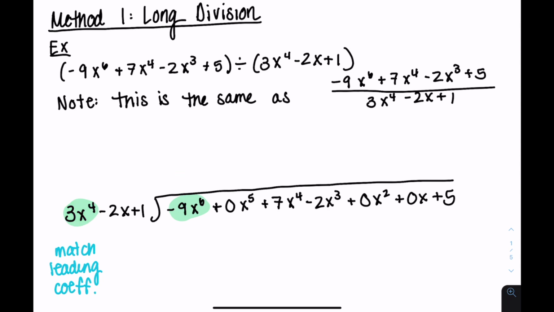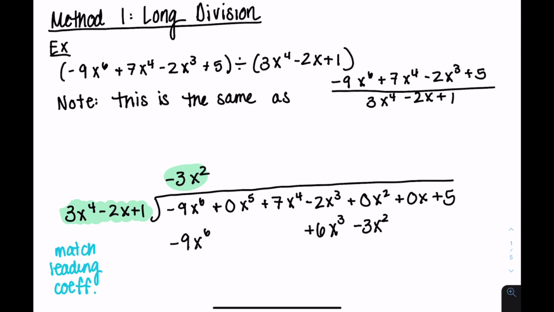So now I'm going to take this term that makes us match, and I'm going to multiply the entire thing we're dividing by negative 3x squared. So when we do that, negative 3x squared times 3x to the 4th gives you 9x to the 6th. Negative 3x squared times 2x is going to give you positive 6x to the 3rd. And then negative 3x squared times 1 gives you negative 3x squared.